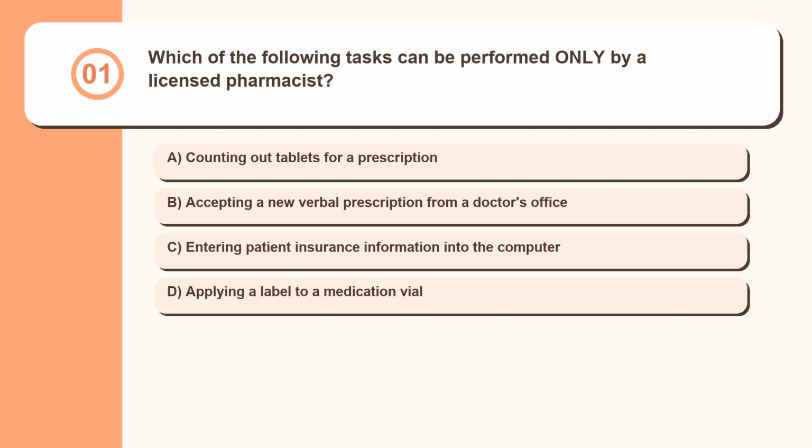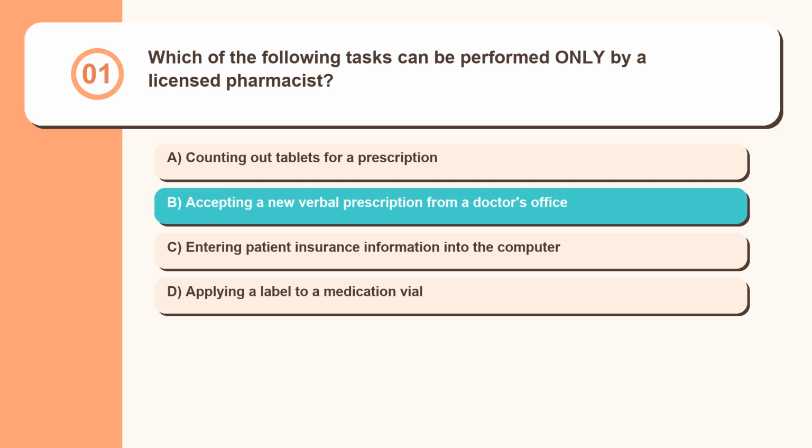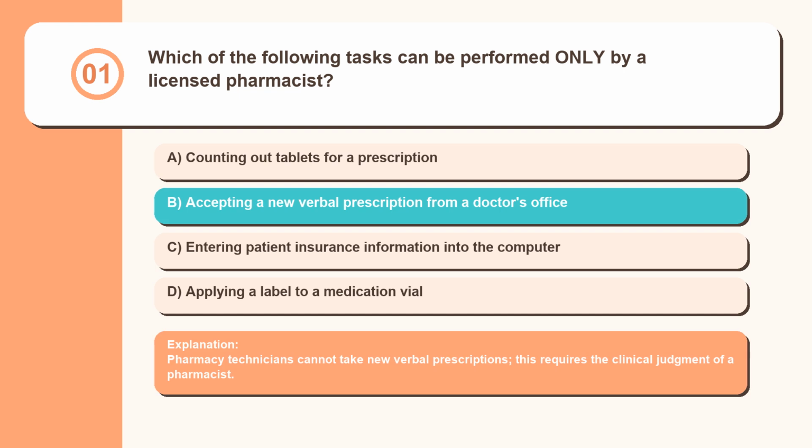Question 1. Which of the following tasks can be performed only by a licensed pharmacist? Counting out tablets for a prescription, accepting a new verbal prescription from a doctor's office, entering patient insurance information into the computer, applying a label to a medication vial. Pharmacy technicians cannot take new verbal prescriptions. This requires the clinical judgment of a pharmacist.